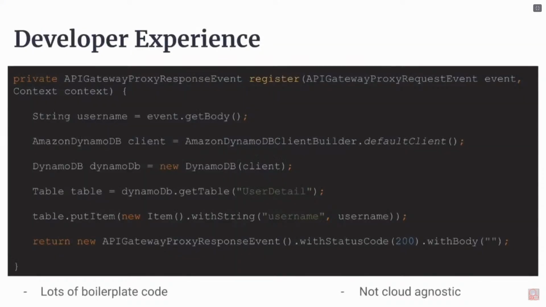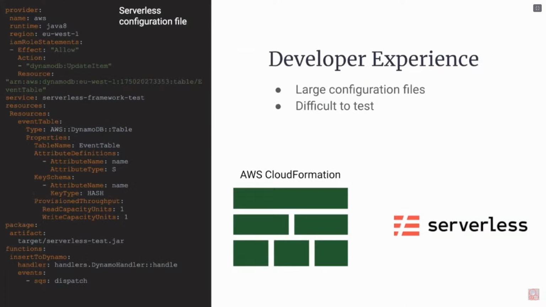For example, you generally end up writing a lot of boilerplate code, like handling serialization. Also, you end up having to use the cloud provider's SDK to interact with the deployed resources, for example, when storing items in a data store like DynamoDB or S3, which means that it becomes very difficult to migrate to a different cloud provider. Once your code is written, you then have to deploy the application.